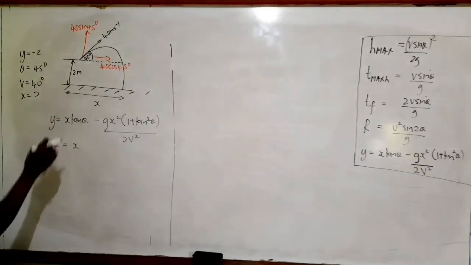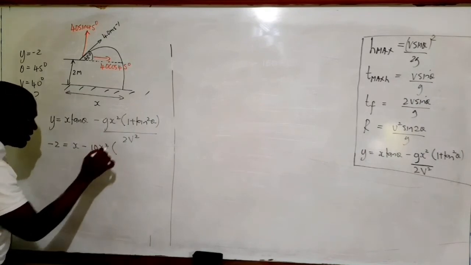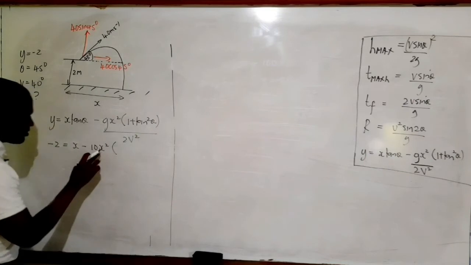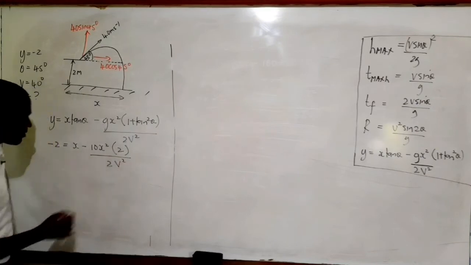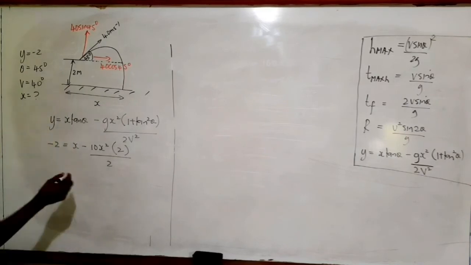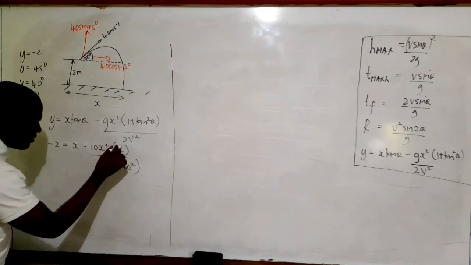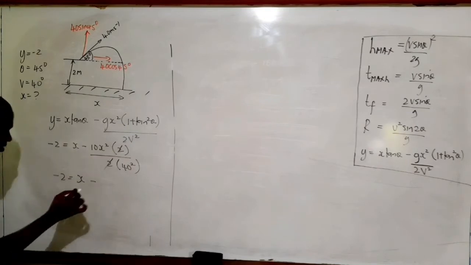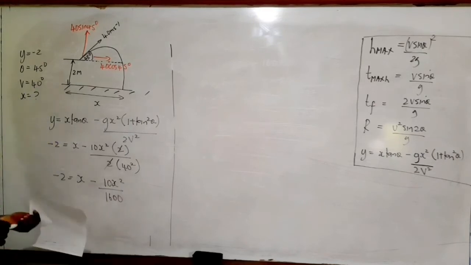And coming over here, we have minus g, which is 10, x squared times, again, tan of 45, that is 1. 1 squared is 1. So 1 plus 1 is 2. This is minus 10x squared times 2, and this is all over 2v squared, where of course v is 40. This is 2 times 40 squared. So right away we can see that these 2's will cancel, and so we have minus 2 is equal to x minus 10x squared over 1600. So that is what our equation looks like.